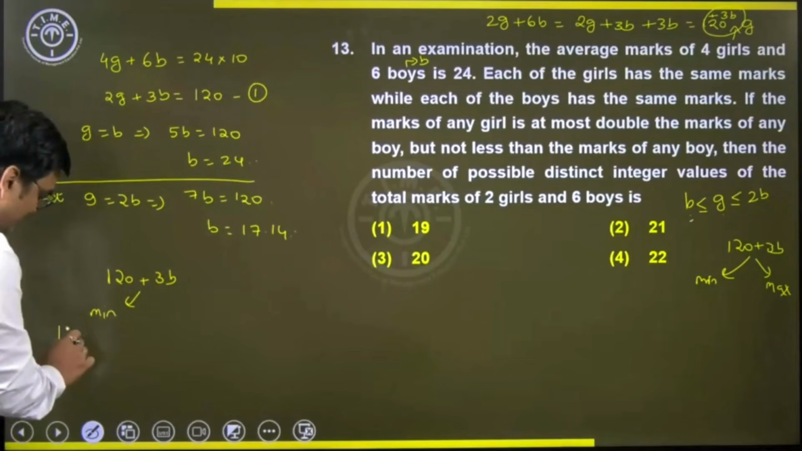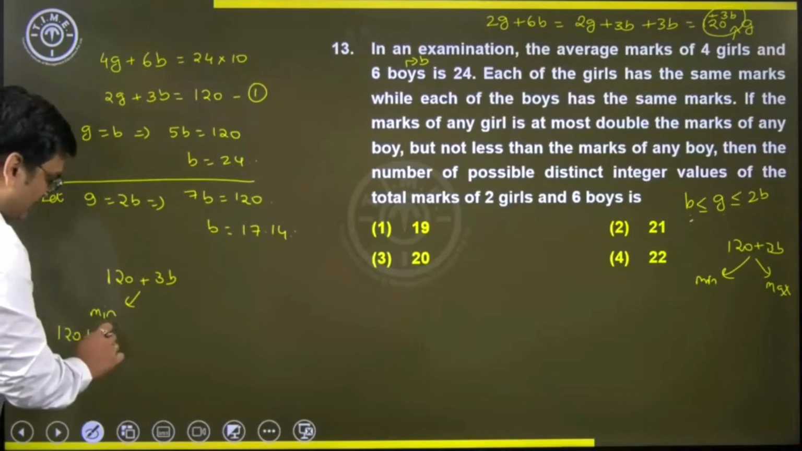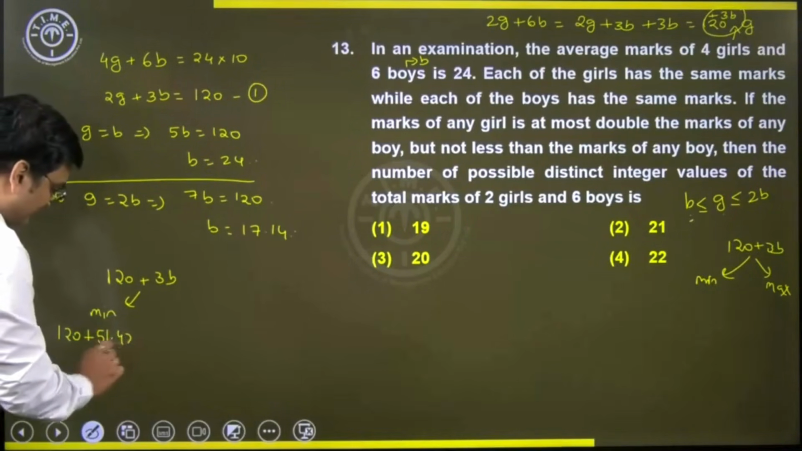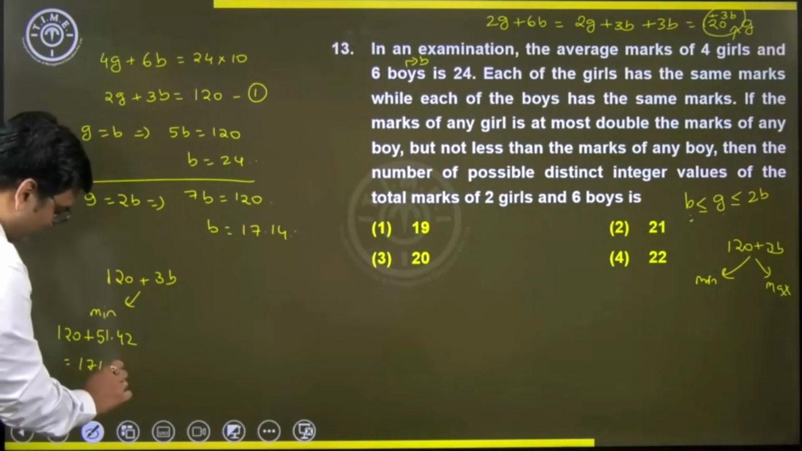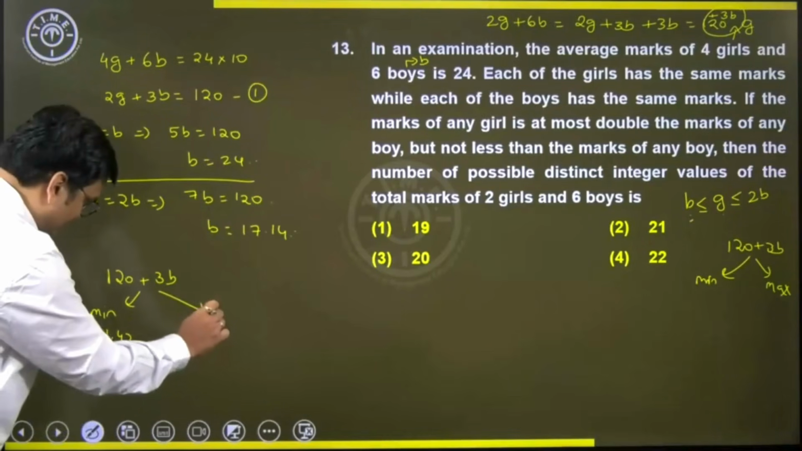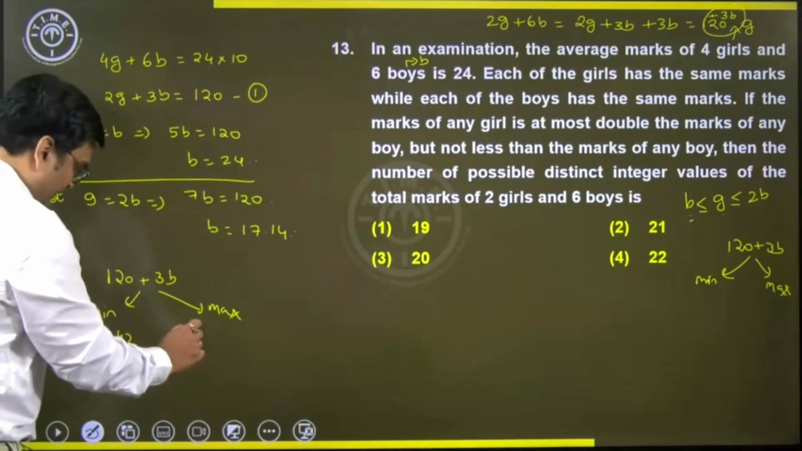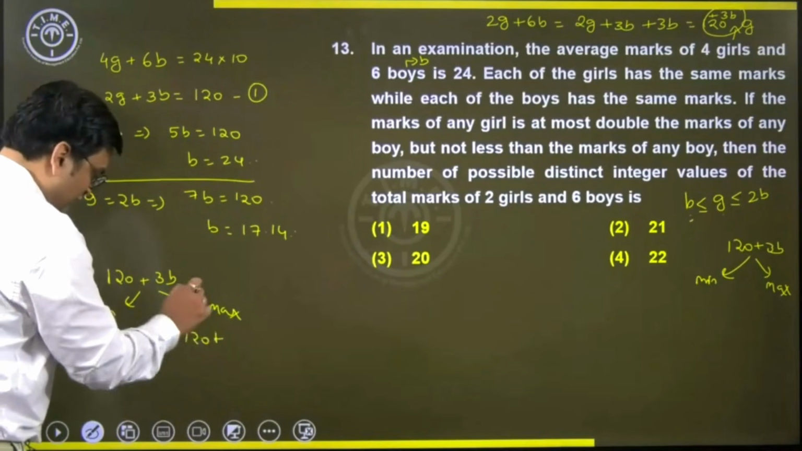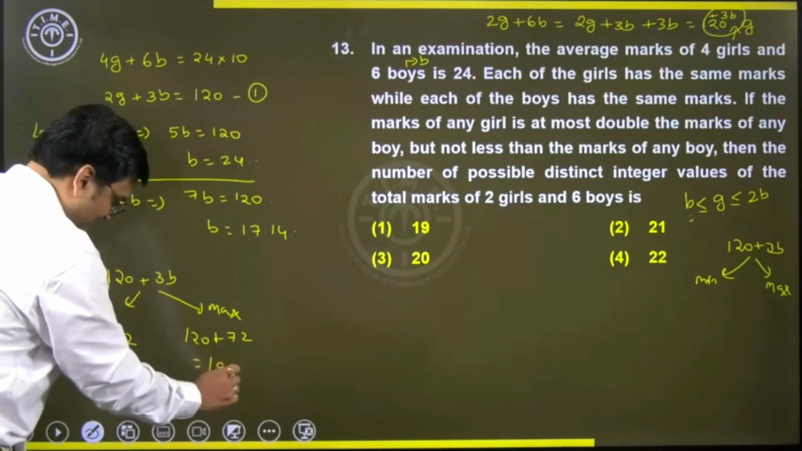So, it will be 120 plus 3 into 17.14, which will be what? 51.42. So, that means the minimum value of this expression is 171.42. Maxima will be when B is maximum, 24. So, this will be equal to 120 plus 3 into 24, which is 72, which will give us 192.